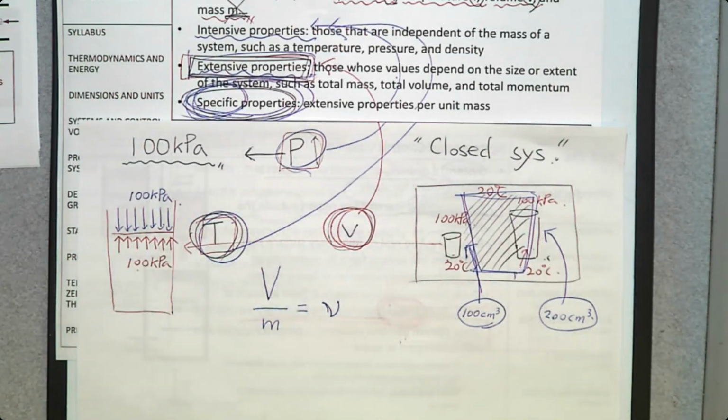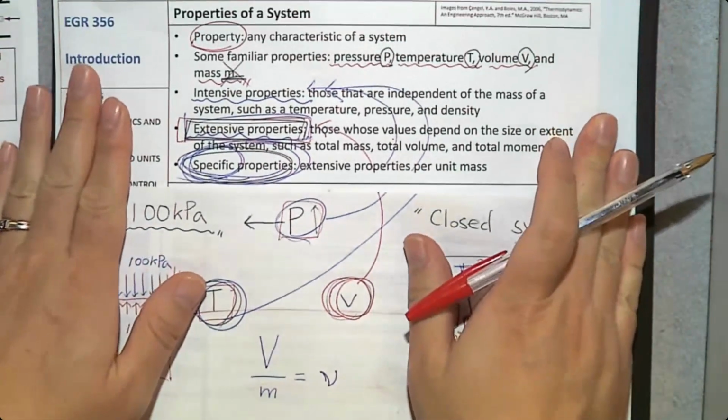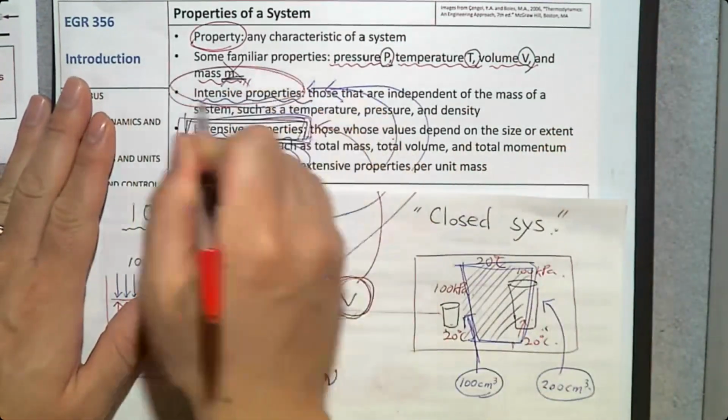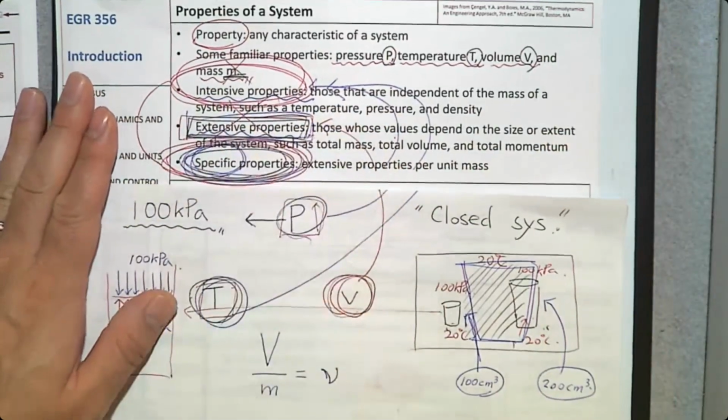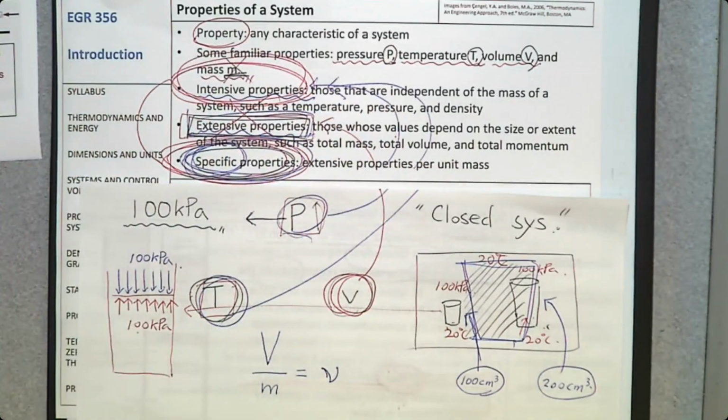When you have an energy balance equation or mass balance equation or entropy balance equation or any thermodynamic analysis, we prefer using intensive properties and specific properties, not extensive properties. Okay? So specific volume is volume divided by mass, which is the volume per unit mass.